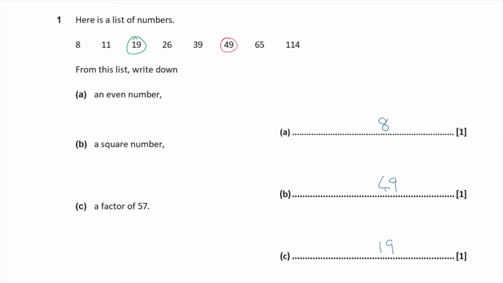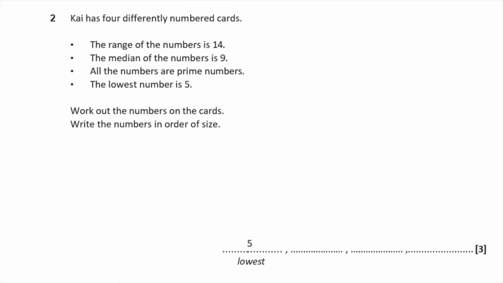So 19. Question 2, Kai has 4 differently numbered cards. The range of the numbers is 14. The median of the numbers is 9. All the numbers are prime numbers. The lowest number is 5. Work out the numbers on the cards. Write the numbers in order of size.